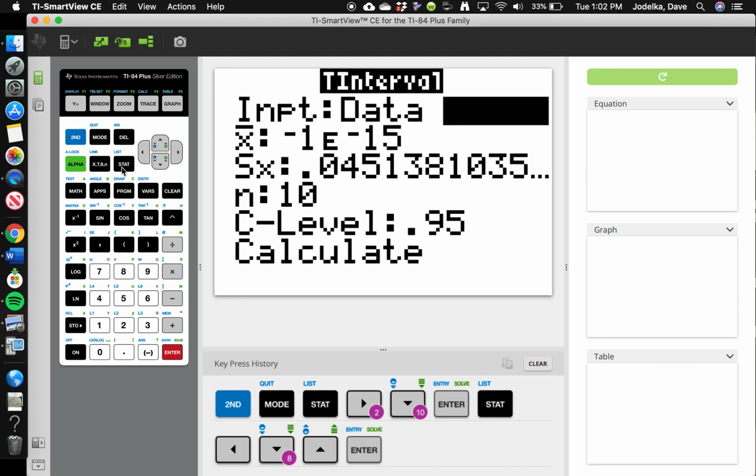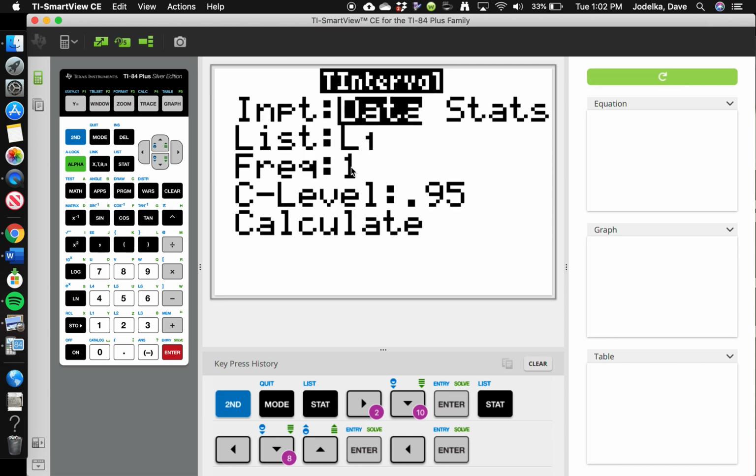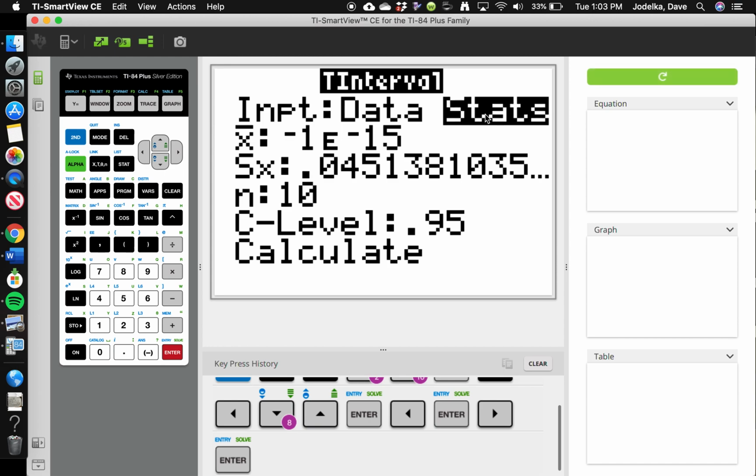You're either going to be given the summary stats, which means the sample mean, sample standard deviation, and the sample size, and that's it. Or you'd have to physically enter the data into a list and then do it. So you don't have to really know t star or z star unless you're asked about margin of error.